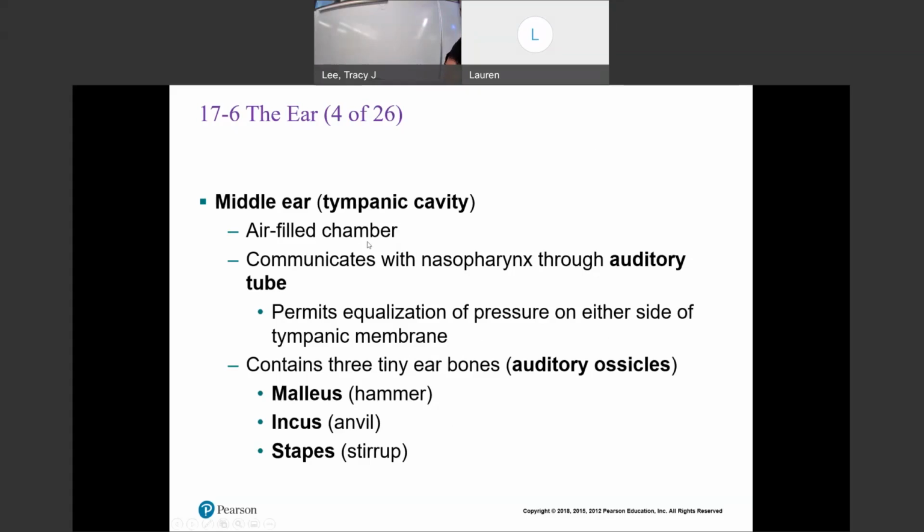Okay, so our middle ear starts at our eardrum. It's called the tympanic cavity. That is our middle ear. It's an air chamber. And I already talked about, we have that eustachian tube or auditory tube that drains down into the nasopharynx.